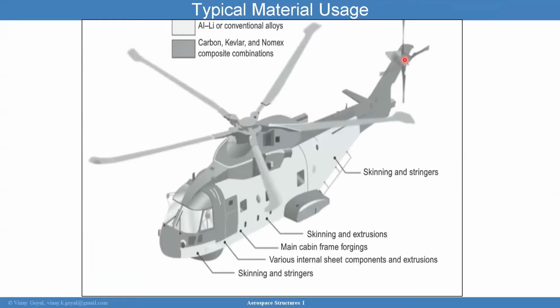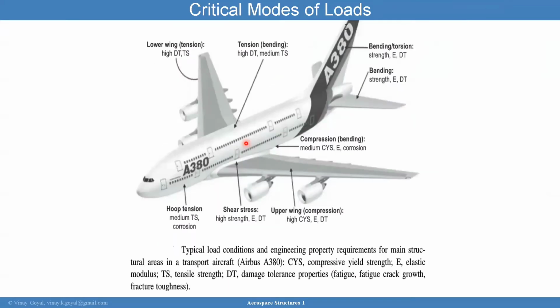Right now, what I want to do is step you through where materials are typically used and why. Here is an example of a helicopter. In this situation, the skin and stringers, the main cabin, and other components like this are made with lightweight materials like aluminum-lithium, as an example. The darkened colors represent the carbon, Kevlar, or composite combinations. The benefit of composites is that they provide the lightweight aspects while giving you high strength performance.